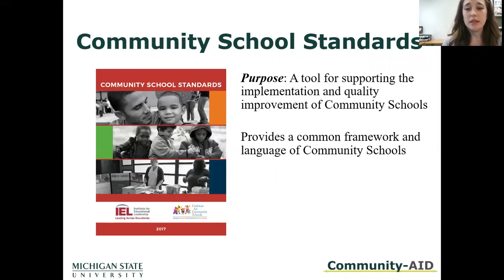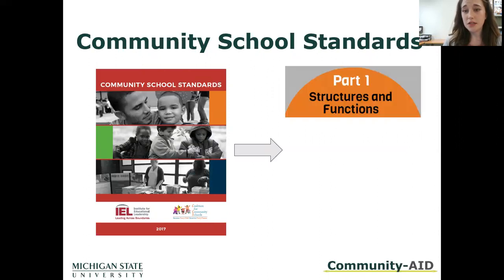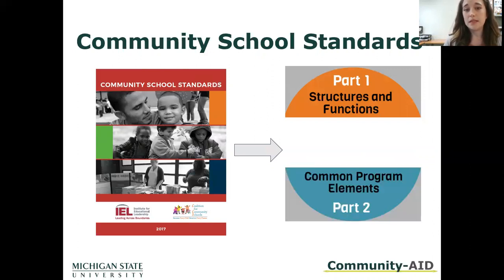What this means is that it really helps us to think about what those components of a community school are, what we call them, how we refer to them. Across the country and the globe, people are implementing community schools, and it helps us all speak the same language of what a community school is. The community school standards are divided up into two sections. There's the structures and functions, which covers the core components of what a community school is, and then some common program elements that most community schools have, but those pieces are a little more flexible.